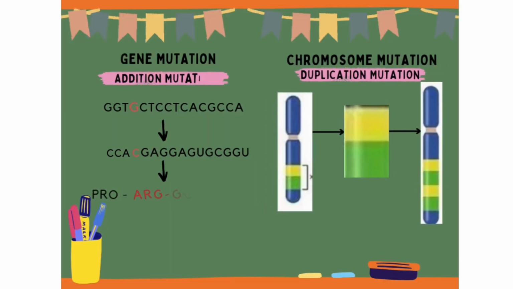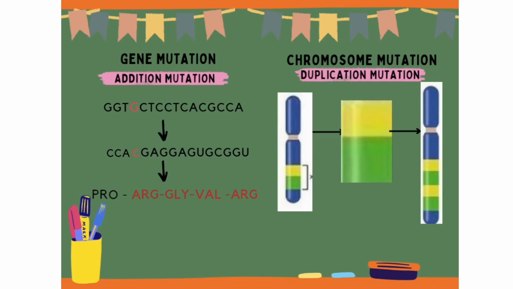An addition mutation in gene mutation, also known as an insertion mutation, occurs when one or more nucleotides are added to the DNA sequence of a gene. This disrupts the normal sequence and can alter how the gene is expressed or how the resulting protein is made.